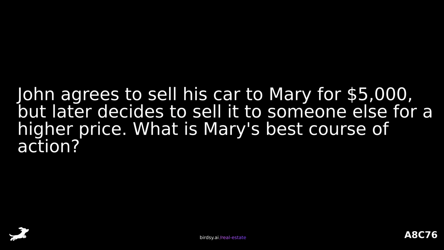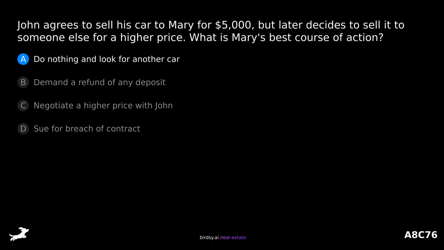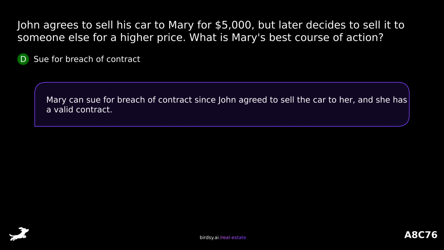John agrees to sell his car to Mary for $5,000, but later decides to sell it to someone else for a higher price. What is Mary's best course of action? Is it A, do nothing and look for another car, B, demand a refund of any deposit, C, negotiate a higher price with John, or D, sue for breach of contract? The answer is D, sue for breach of contract. Mary can sue for breach of contract since John agreed to sell the car to her and she has a valid contract.